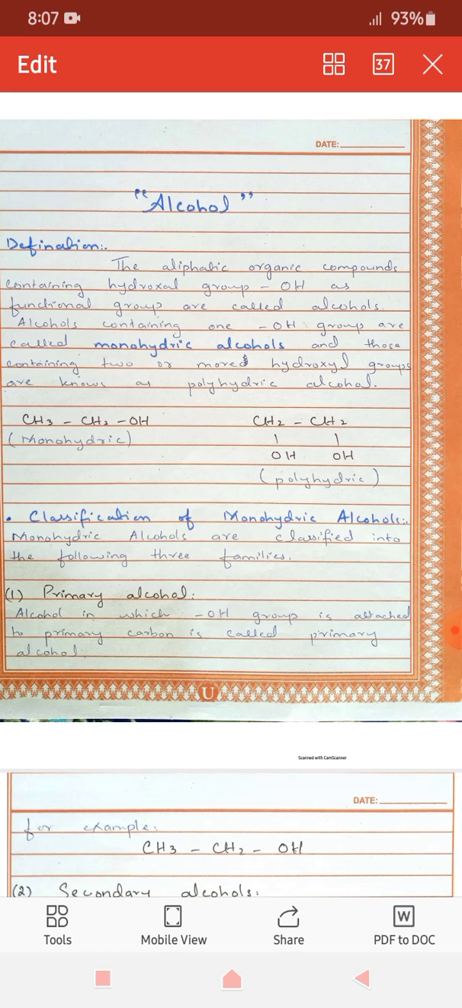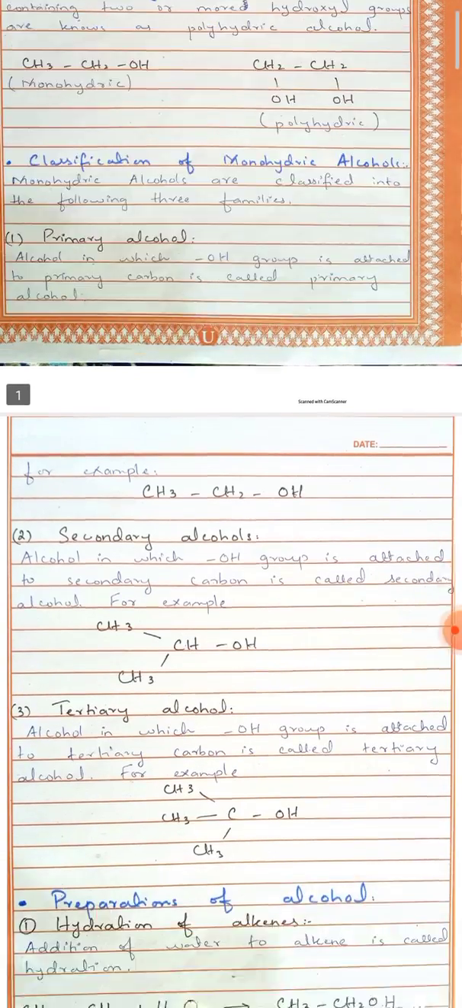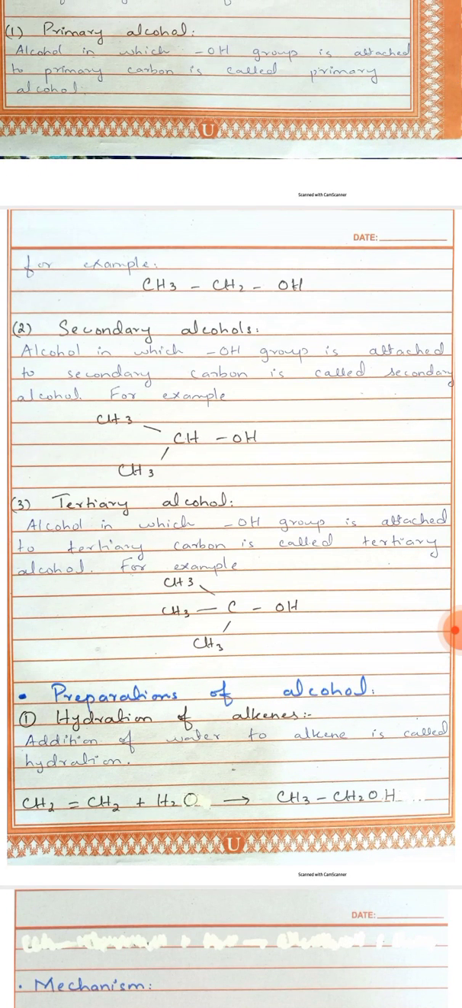Coming towards the classification of monohydric alcohols, monohydric alcohols are classified into the following three families. Number one, primary alcohol. Alcohols in which hydroxyl group is attached to primary carbon are called primary alcohol. Primary carbon is basically the carbon which is further attached to one carbon or no more carbon. Here you can see the example of the primary alcohol.